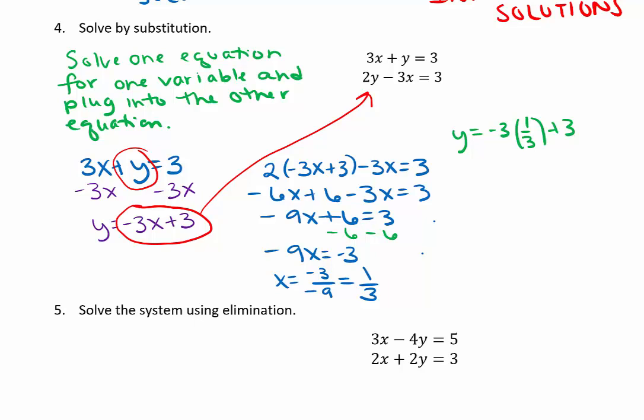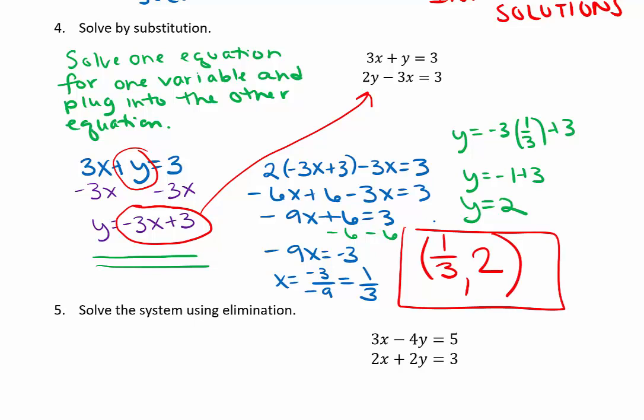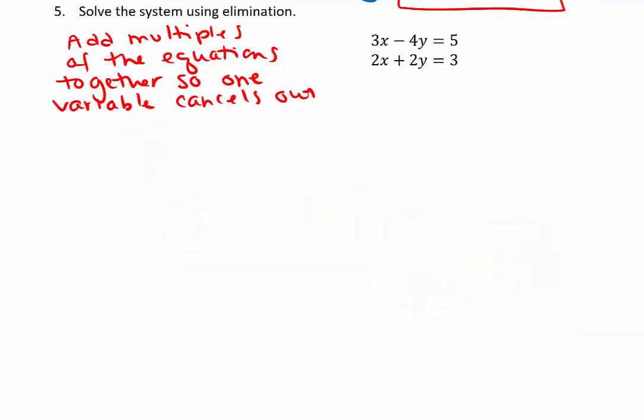Now my solution is an ordered pair, an x and a y, an intersection point. So I'm going to take that 1/3, and I'm going to plug it into my equation, y equals negative 3x plus 3. Negative 3 times 1/3 is negative 1, plus 3 is 2. So my solution is (1/3, 2). X is 1/3, y is 2.